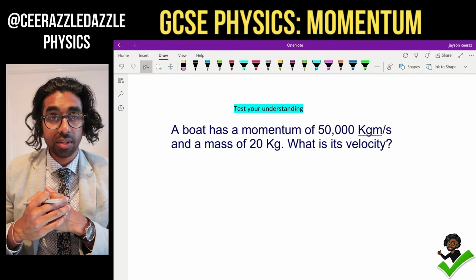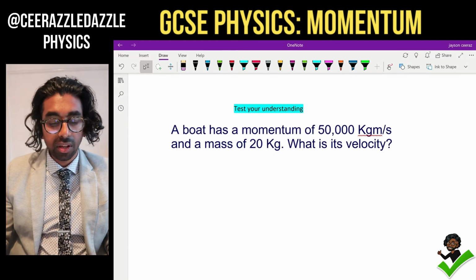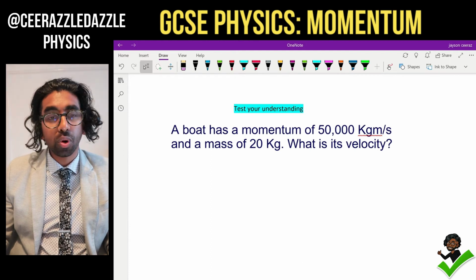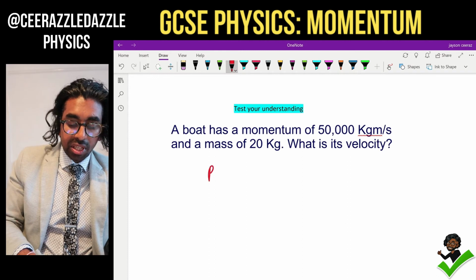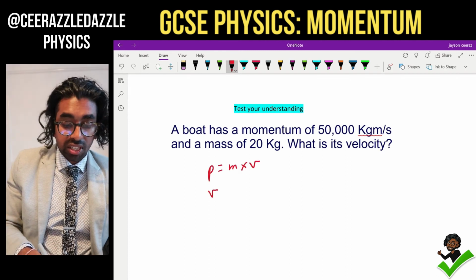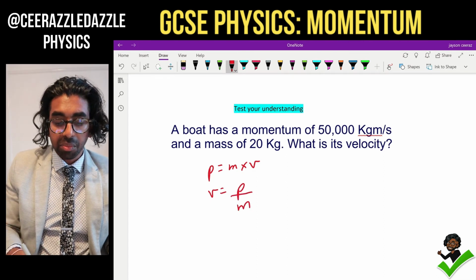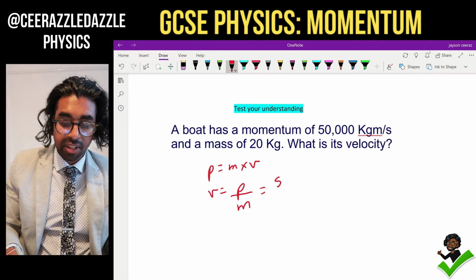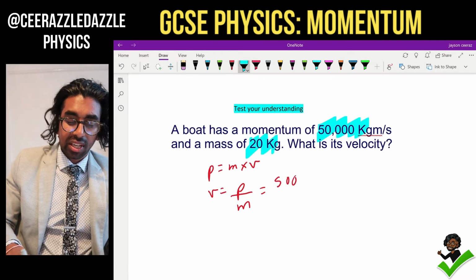Okay, so test your understanding. A boat has a momentum of 50,000 kilogram meters per second and a mass of 20 kilograms. What is its velocity? So now we know the formula is momentum is equal to mass times velocity. We want to work out the velocity. Velocity is equal to momentum divided by the mass. Okay, so the momentum is 50,000, over here. And the mass is 20 kilograms over here.